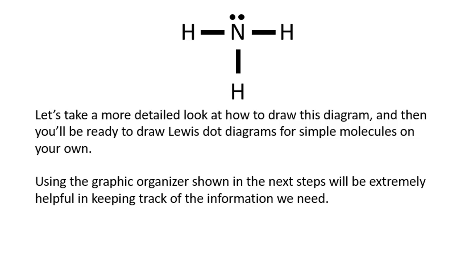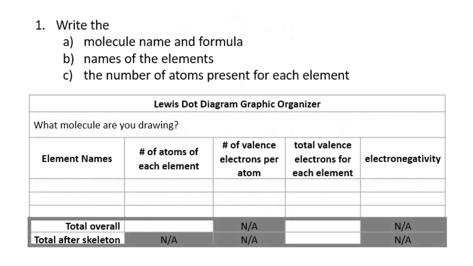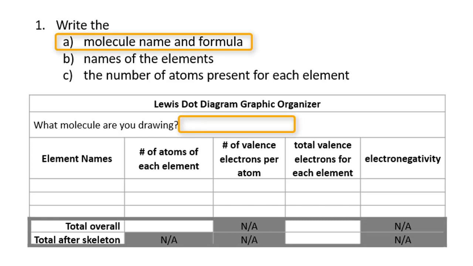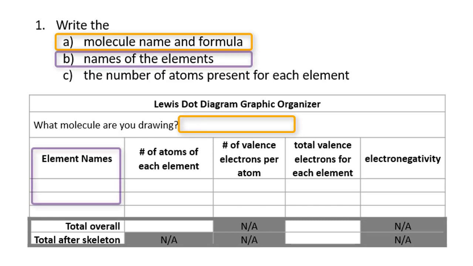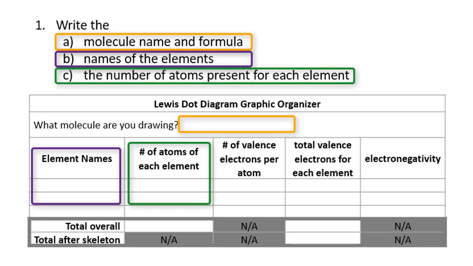Using the graphic organizer shown in the next steps will be extremely helpful in keeping track of the information we need. Step 1. Write A. Molecule name and formula, B. Names of the elements, and C. The number of atoms present for each element.